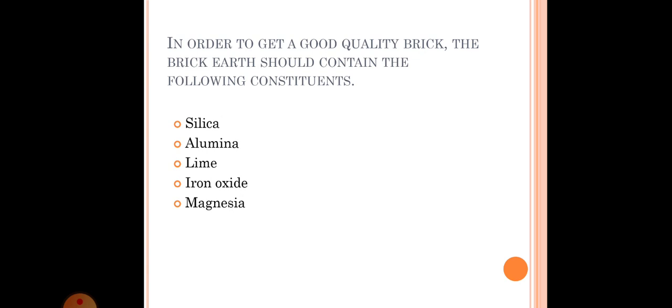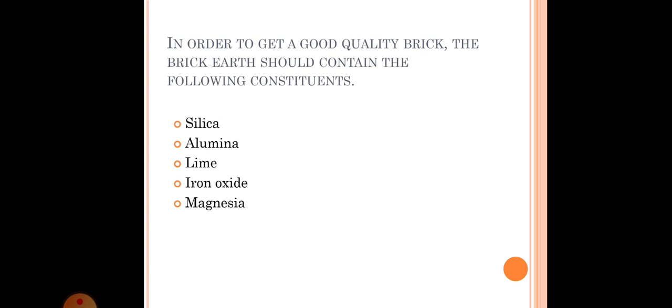Again, in this case also, if it is present in excess, then the raw brick will shrink during the process of drying. After you fill the clay in the mold, it will be allowed to set, after which it will be dried. If excess alumina is present, the raw brick will shrink when it is dried in the sun. Now coming to the next constituent, that is lime.